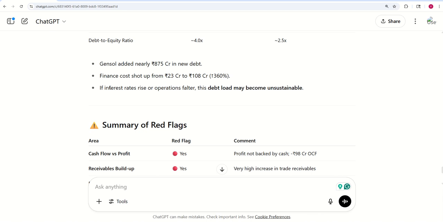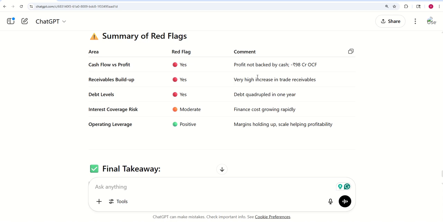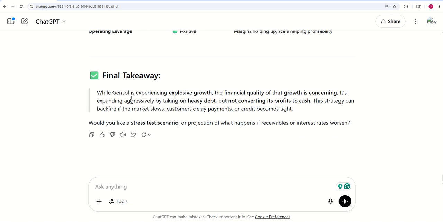It is able to give inferences to the extent that if interest rates rise tomorrow, servicing the debt becomes a challenge. On top you see the summary of the red flags and the final takeaway. So the model is reasonably able to do an integrated financial analysis and give its inferences. In our next video, we'll discuss more on structured prompting. Bye till then.